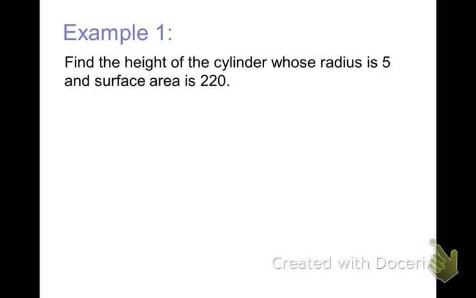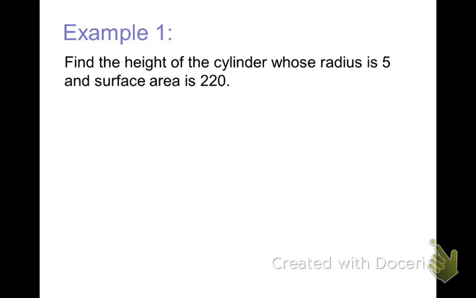All right, so I want you to find the height of the cylinder. Notice at this time I did not give you the height, but I did give you a surface area and also the radius. You need at least two pieces of information here. So let's try this problem real quick.